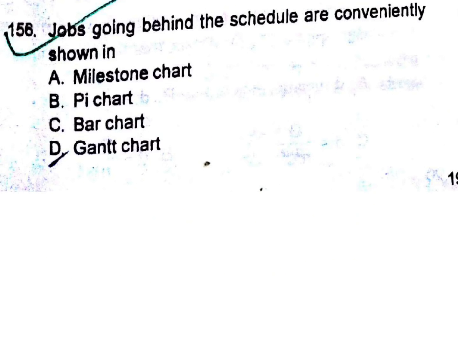Jobs going behind the schedule are conveniently shown in: A. milestone chart, B. pie chart, C. bar chart, D. Gantt chart. The Gantt chart is our answer, used for production schedules. This one was also asked many times in IAS and ISRO examinations.